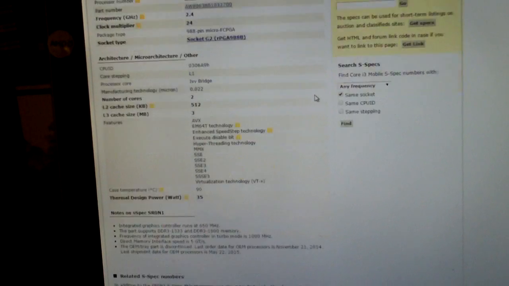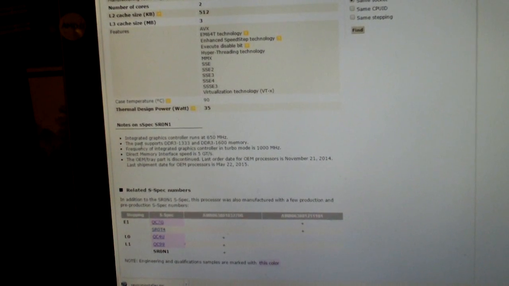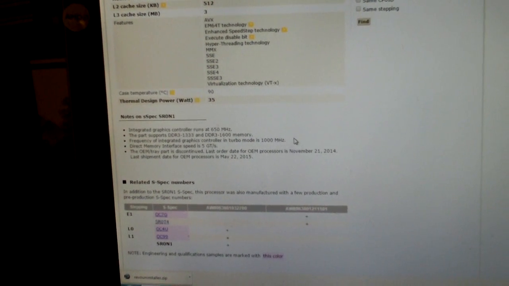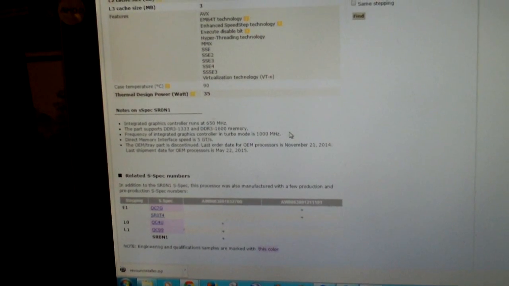It's a 2.4 GHz processor. It is the socket G2. It's an Ivy Bridge, so it's actually newer than the Nehalem. Yeah, the Nehalem does look a little bit different. It's a 35 watt TDP chip. And the integrated graphics controller runs at 650 MHz. Yep, it has built-in graphics, which practically makes it the equivalent of an AMD APU. Obviously, the APUs from AMD have the processor and graphics all in one. This is basically the same technology from Intel.